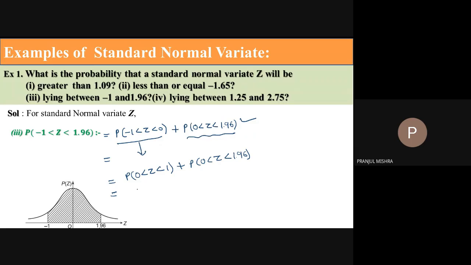Now tell me, how do I do this, 0 to 1? We can observe the normal table. Tell me the value from 0 to 1. What will the value from 0 to 1 be? 0.341. It's okay. 0.341.